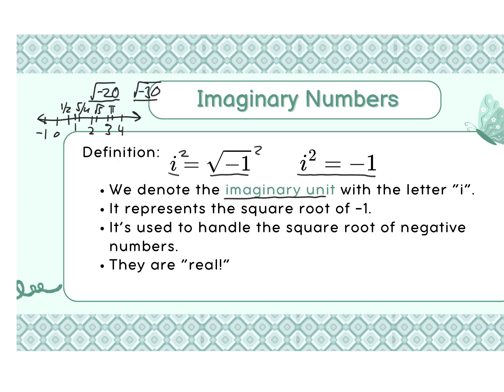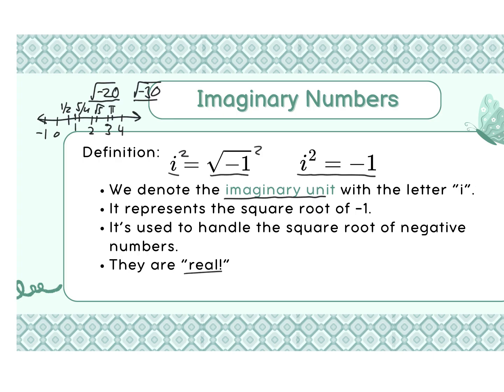Again, like I said, we use it to handle the square root of any negative numbers, and they do exist. When I say they are real, I just mean that they exist. I know the name imaginary is a little bit of a misnomer. They exist because we're working with them anytime you get a square root of a negative.